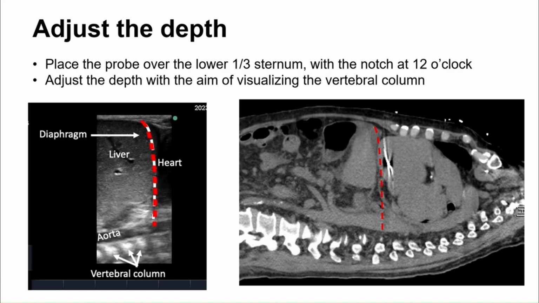The picture on the right is a midline sagittal CT scan of the abdomen and thorax. The letter H represents the heart, the letter L represents the liver, and the vertical red dashed line is the diaphragm. Throughout the video, the red dashed line will represent the diaphragm. The white arrow at the bottom of the screen points to the descending aorta, and the vertebral column is at the bottom of this picture.